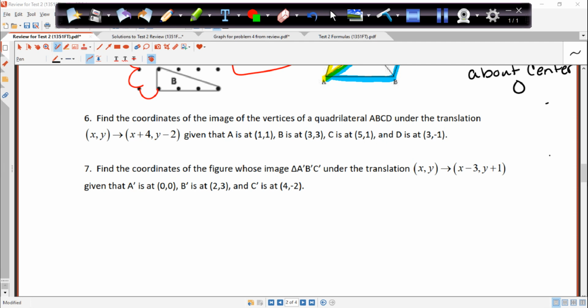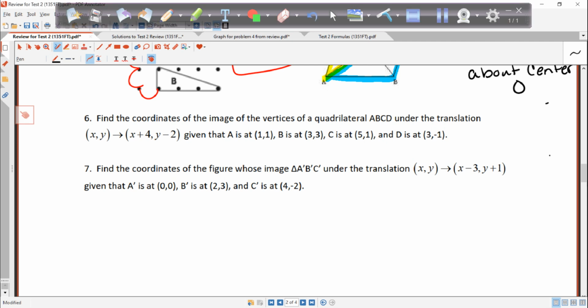This video is going to cover problems 6 through 8 on the Math 1350 Test 2 review. So looking at number 6, find the coordinates of the image of the vertices of a quadrilateral ABCD under this translation. So we're looking for the image. So we're looking at what it's going to become.